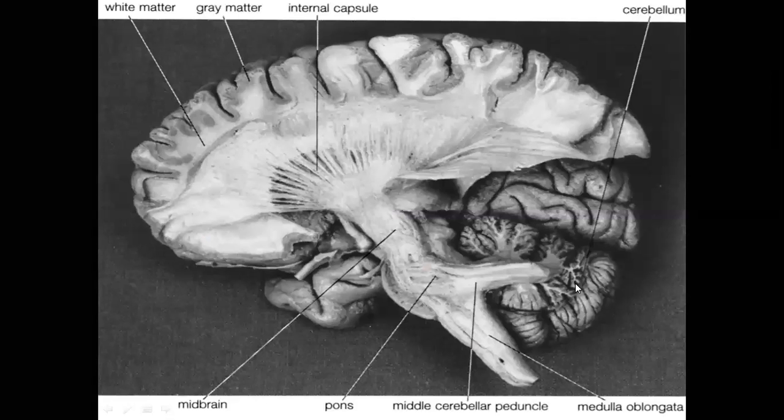You see again, this is the gray matter, a thin layer of gray matter in the cerebral cortex, on the outer side. This is the white matter. This is the brainstem, cerebrum, cerebellum. This is the midbrain, pons, and medulla.